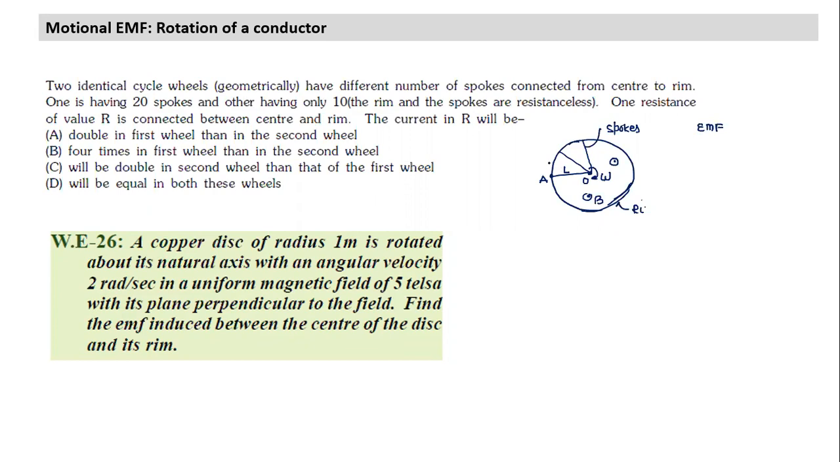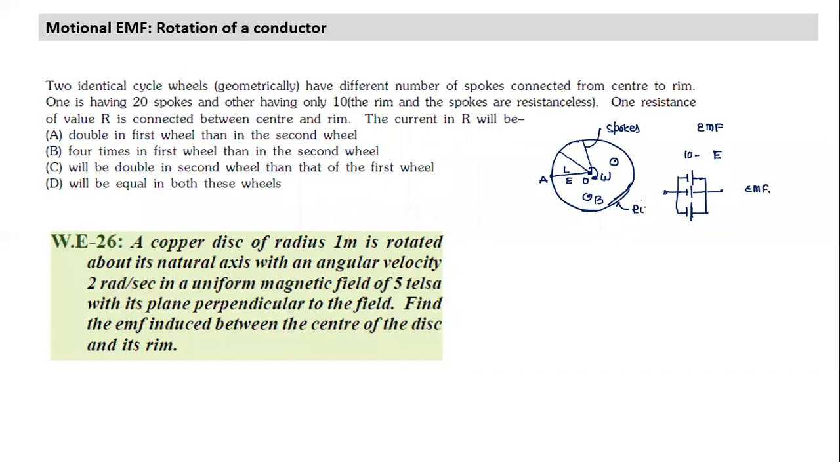It's like batteries connected in parallel, right? If batteries are connected in parallel, and each battery has EMF E, all of them will have the same EMF. So if I change the number of spokes, rather than 10 spokes, if I have 20 spokes, will the potential difference change? When they're connected in parallel, the potential difference does not change. If all batteries are connected in parallel with the same EMF, and there's no internal resistance, what is the equivalent EMF here?